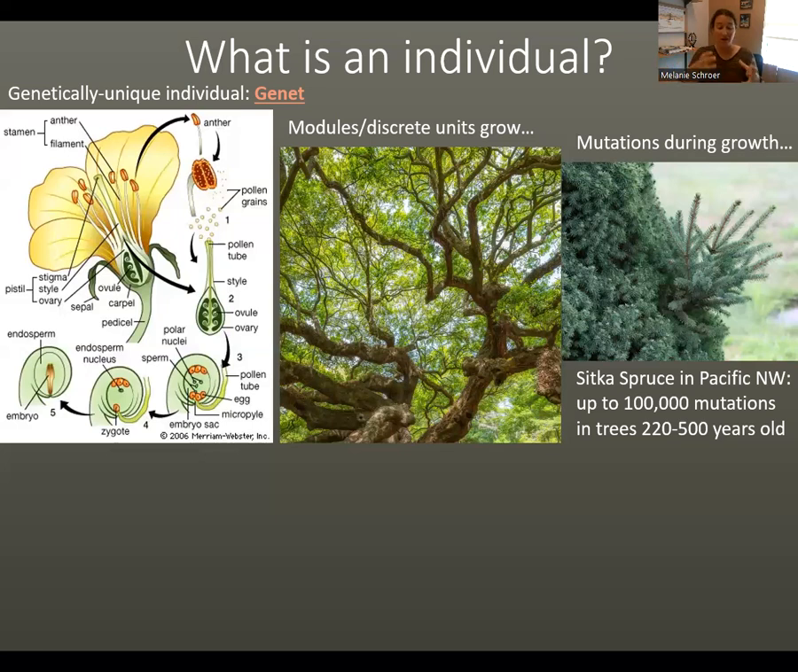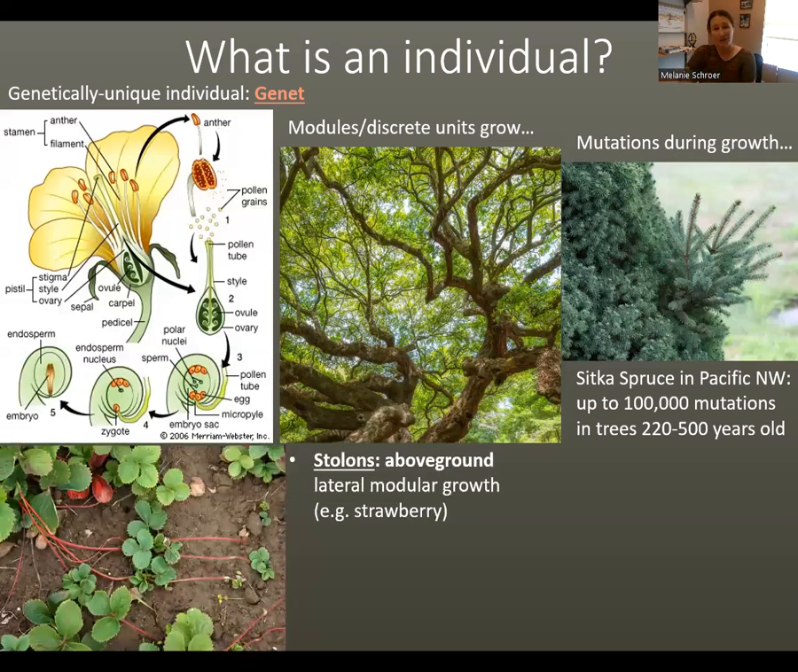And so are they individuals, right? They're genetically the same. It's the same root system, the same genetics, but now we have multiple stems. So we can't really say one stem equals one individual, or one genetically unique unit is an individual, right? It gets a little bit complicated.